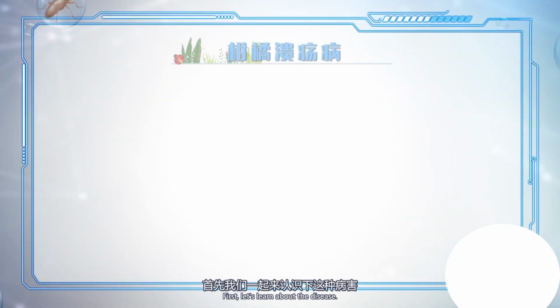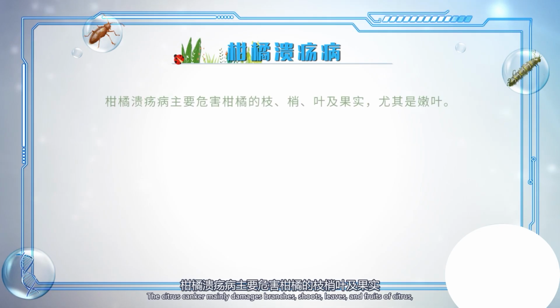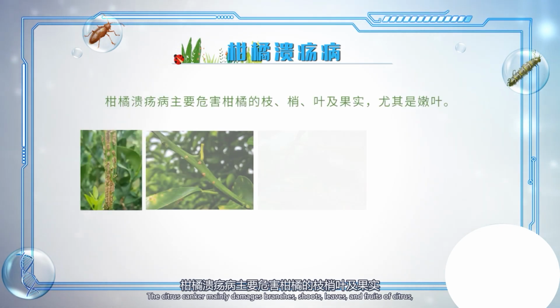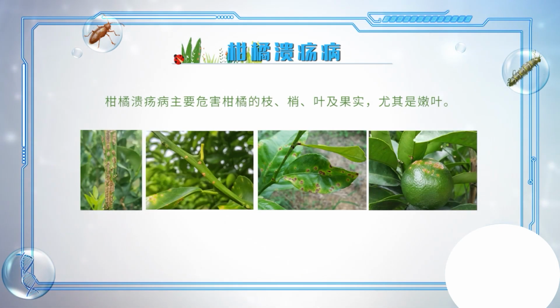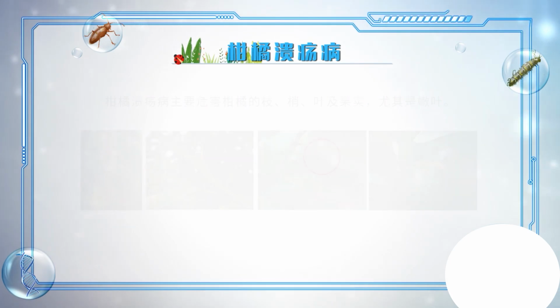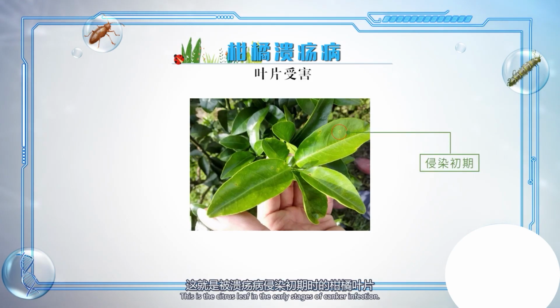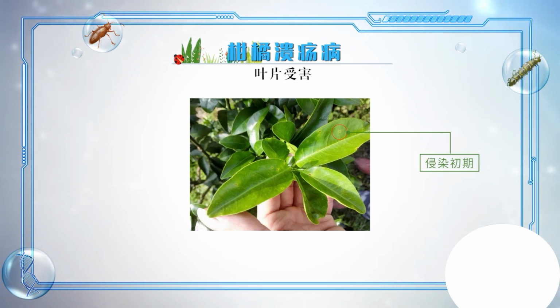First, let's learn about the disease. The citrus canker mainly damages branches, shoots, leaves, and fruits of citrus, especially tender leaves. The affected leaves will have an oil-stained halo and raised spongy tissues on the front and back of the leaves. Do you see needle-sized yellow oil-stained round spots on the leaves? This is the citrus leaf in the early stages of canker infection.